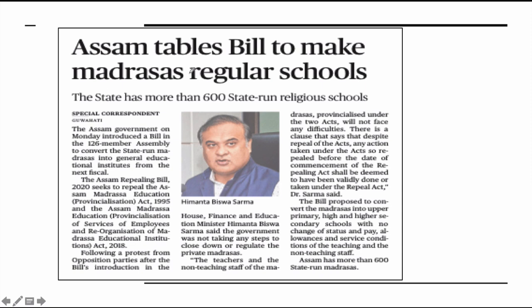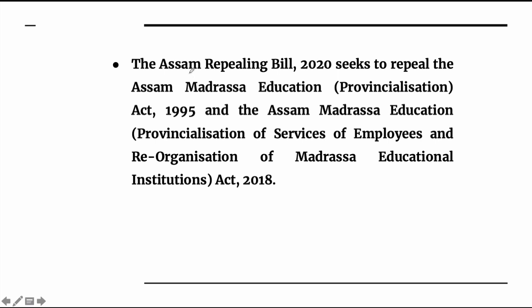Next is the Assam cabinet bill to make madrasa schools regular schools. The Assam Repealing Bill 2020 seeks to repeal the Assam Madrasa Education Provincialization Act 1995. So this act will be removed. The Assam Madrasa Education Provincialization of Service of Employees and Reorganization of Madrasa Educational Institutions Act will also be removed. These two acts will be removed and a new act is formulated.